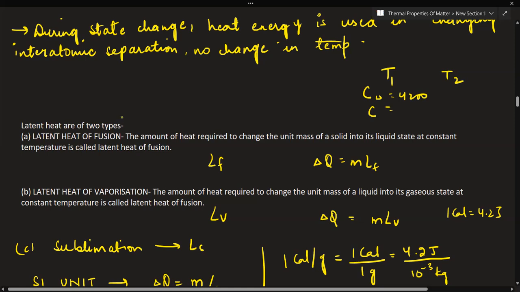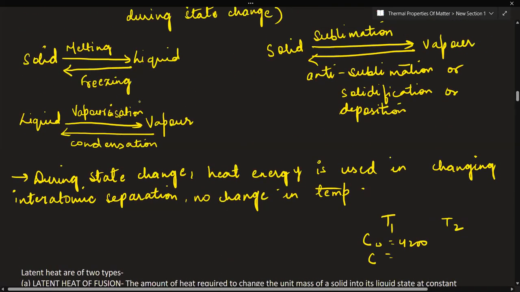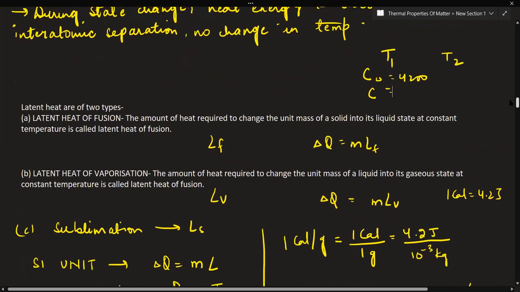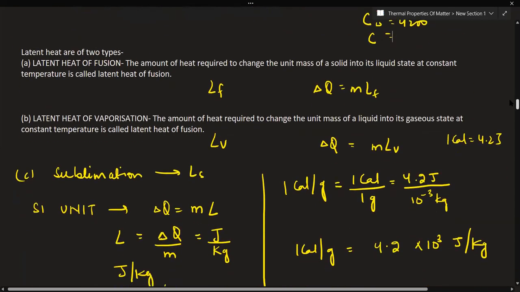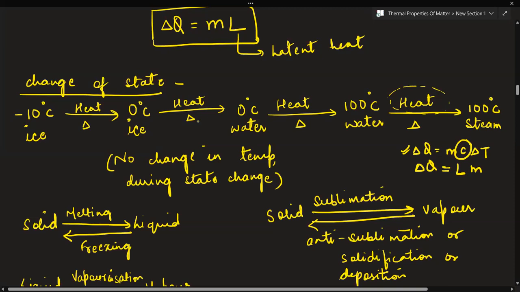In case of latent heat, it is the heat to change that state. And in order to change the state, as I have told you, there are so many processes: melting, freezing, vaporization, condensation, sublimation, solidification. So the latent heat required in each process is different. For example, latent heat of fusion is represented by LF. This is particularly for the case when solid converts into liquid. So whatever delta Q is equal to ML will be used, that L will be specifically for fusion.